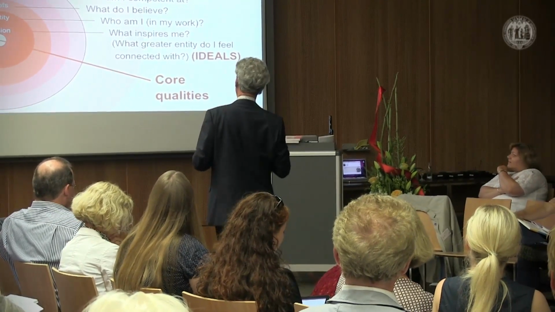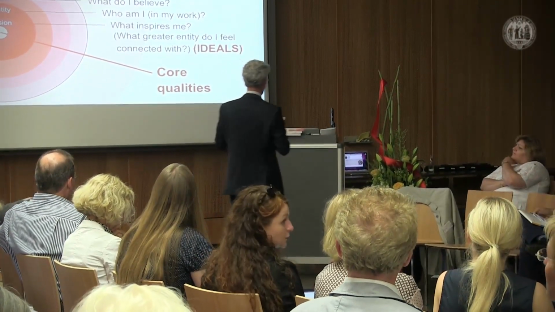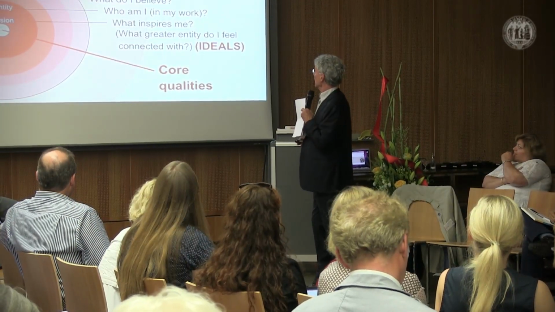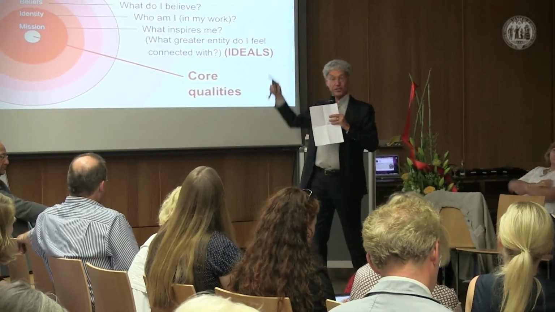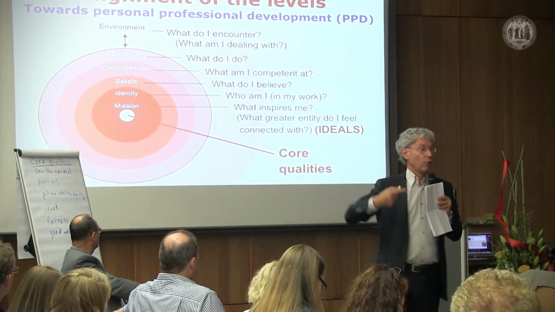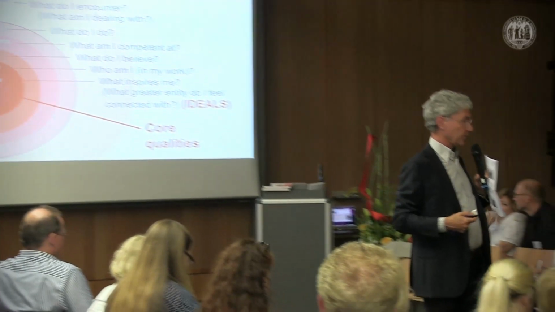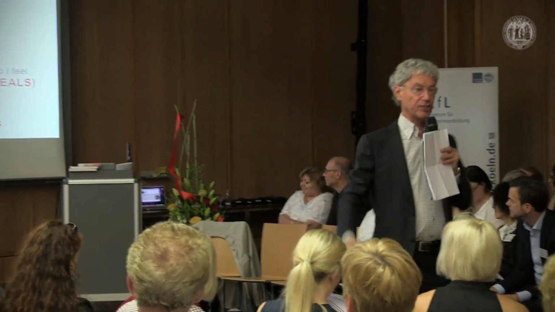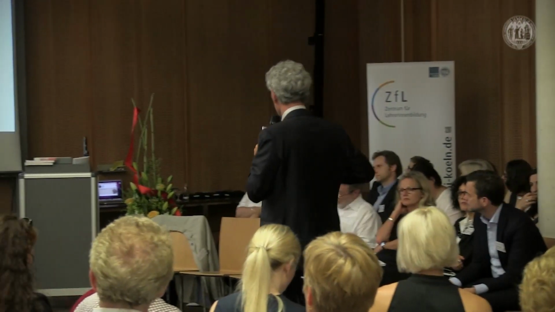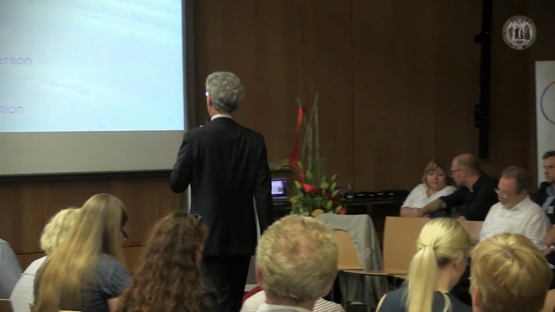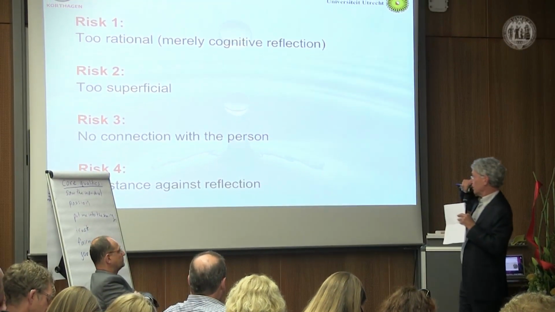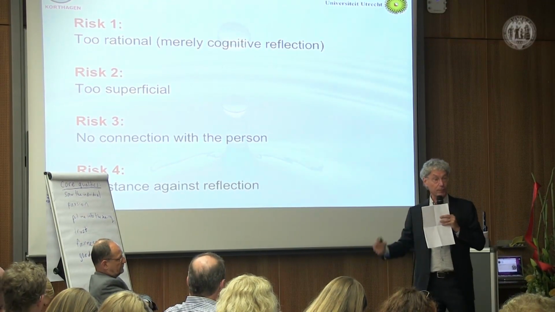So that's the model of levels in reflection. And if student teachers reflect on those deeper levels, then we talk about core reflection. And that's where the person and the profession connect. The deeper you go into that onion, the more it's a personal reflection. It's about who you are as a person. The outer layers are the more professional layers. But only if they are connected, if there's harmony between them, then there's strength. So, that does solve that third risk. You get more connection with the person.